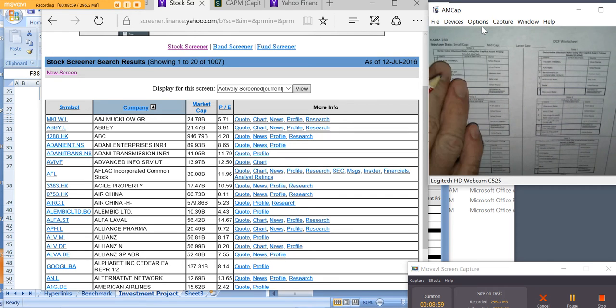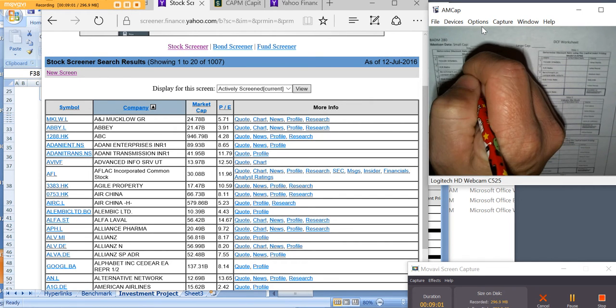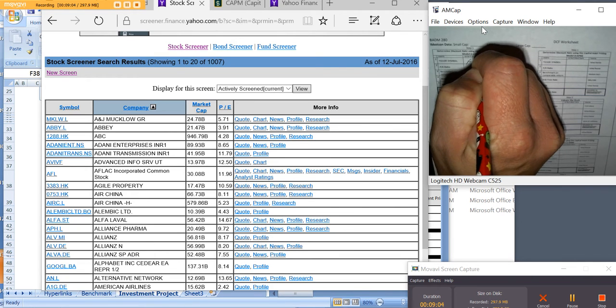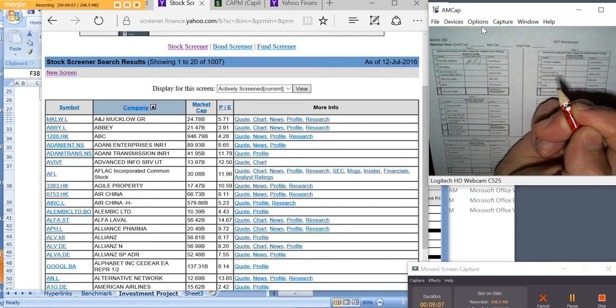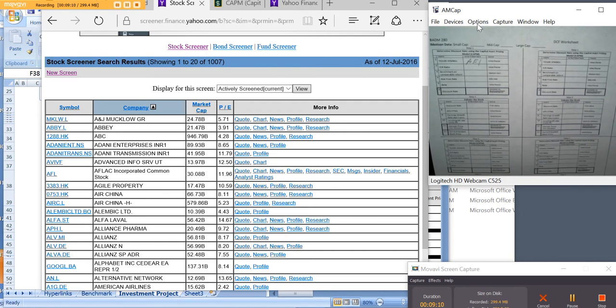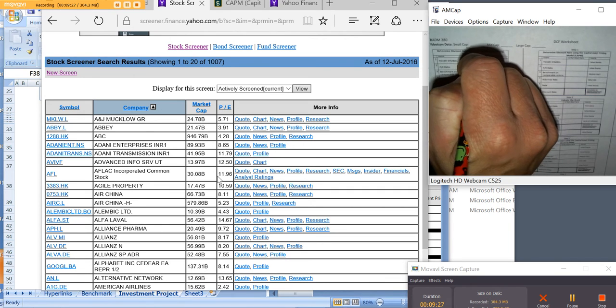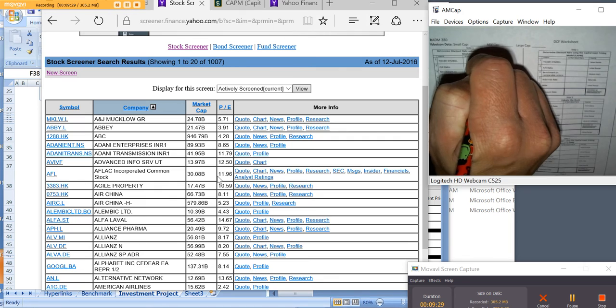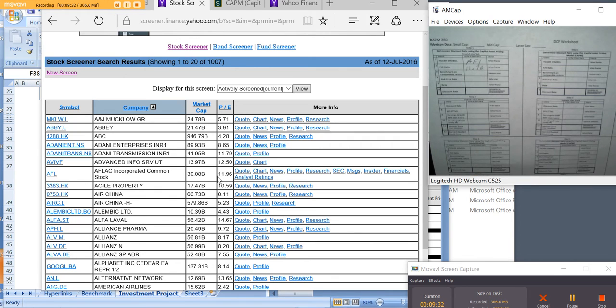Okay, the first thing we're going to do is I'm going to write down this ticker symbol, AFL, for Aflac Corporation. Okay, AFL, because I'm going to select Aflac to do a valuation on. The other thing I'm going to do is I'm going to write down this P/E ratio. If you see up here on the screen, okay, we have a P/E ratio of 11.96. Now, since that's under 15, that suggests to me that this stock is undervalued. Now, we're going to stop there because that was our first stock we're going to do.